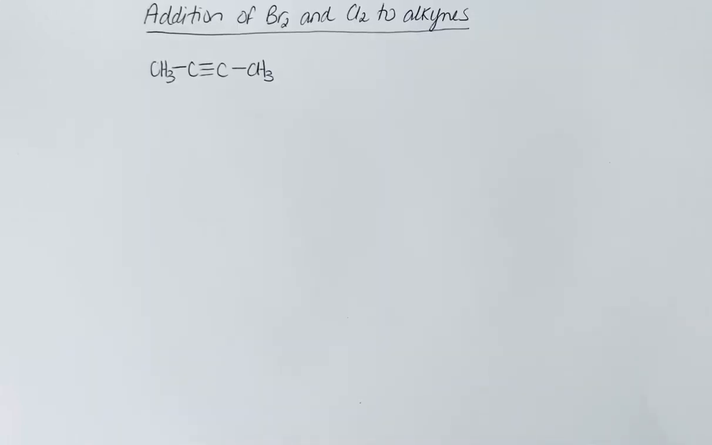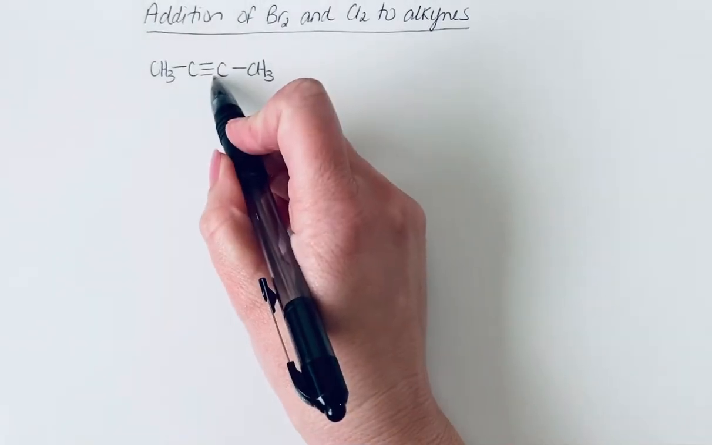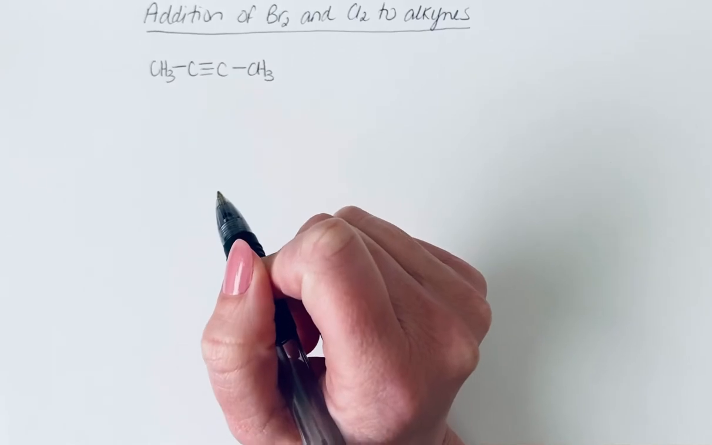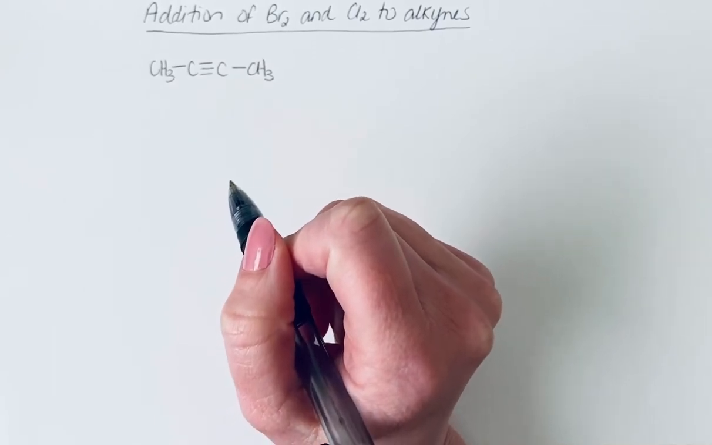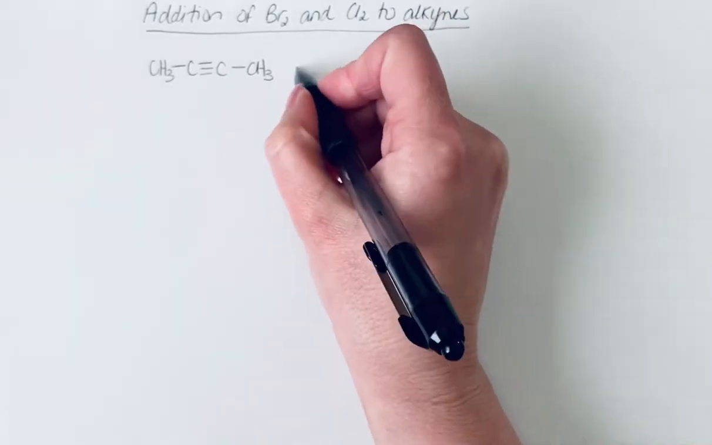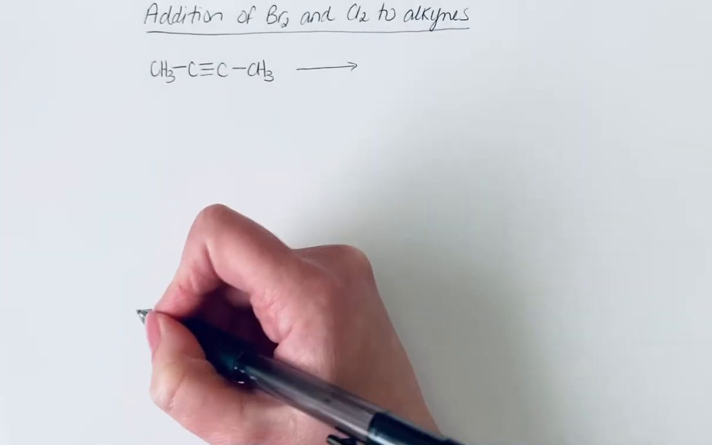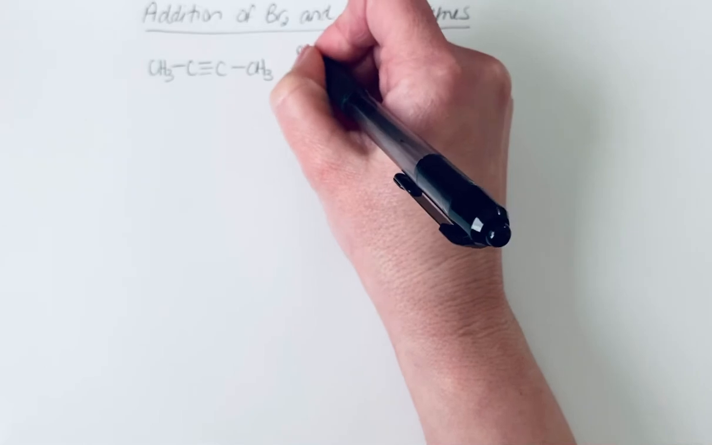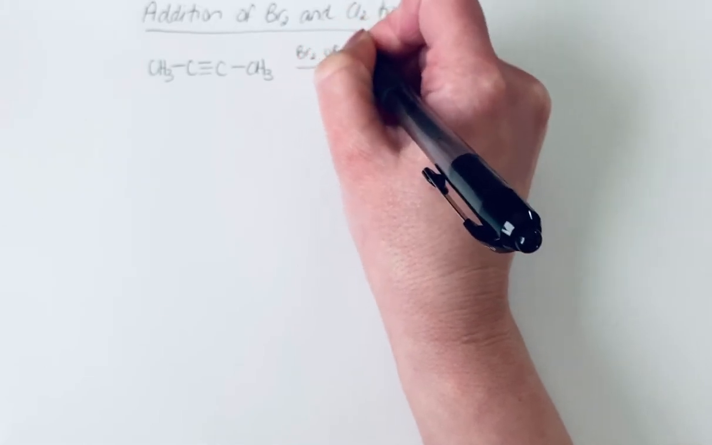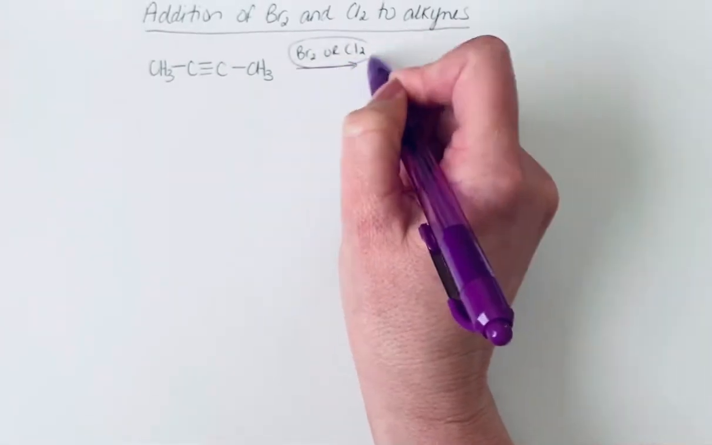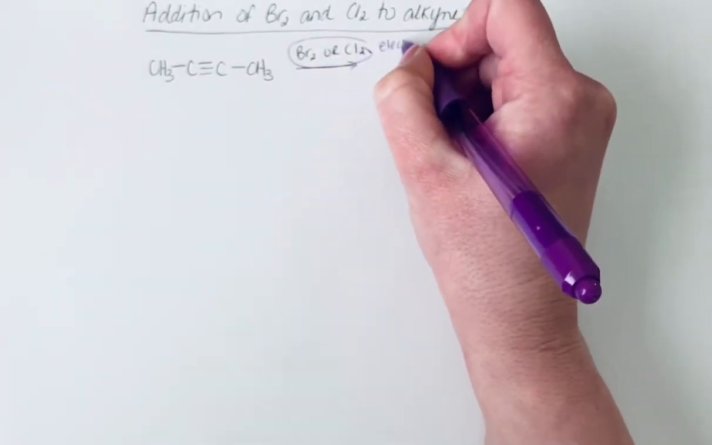The addition of bromine or chlorine to alkynes. So if we start a reaction with an alkyne, alkynes, like alkenes, undergo electrophilic addition reactions. And one that we saw with alkenes was the addition of bromine or chlorine in an inert solvent. So if we add bromine or chlorine, this would be the electrophile in the reaction.